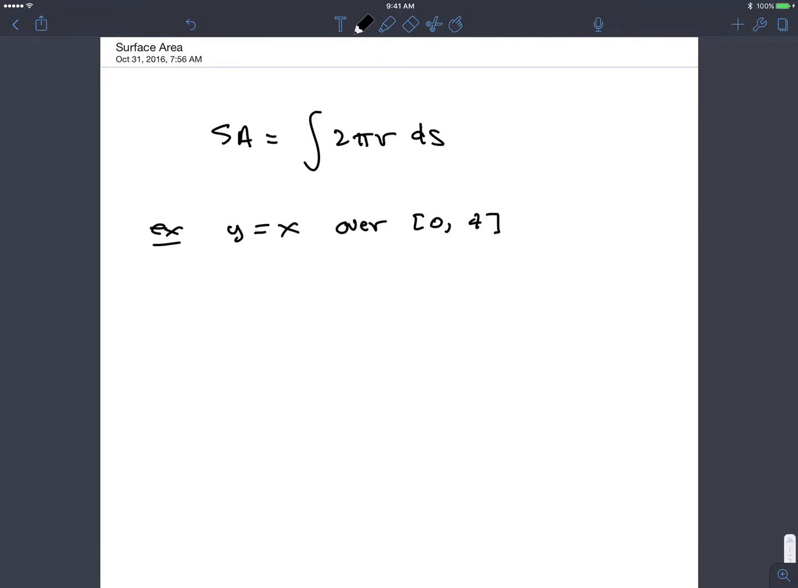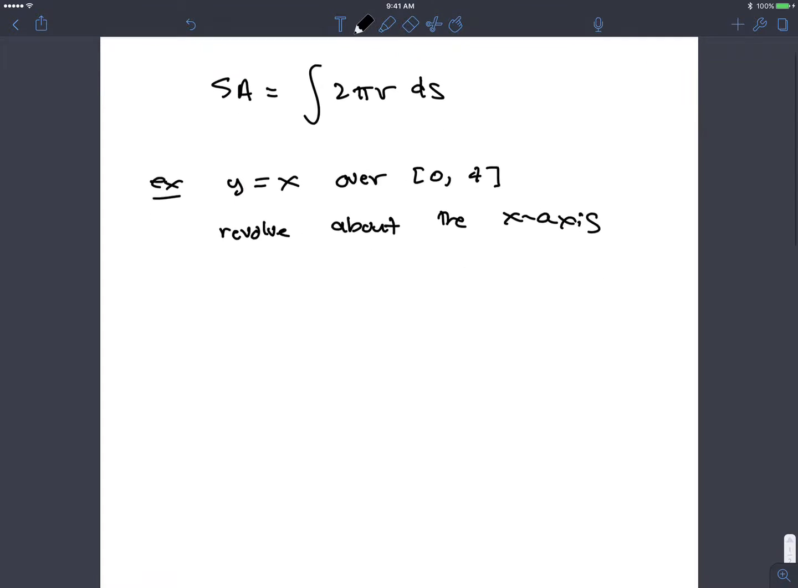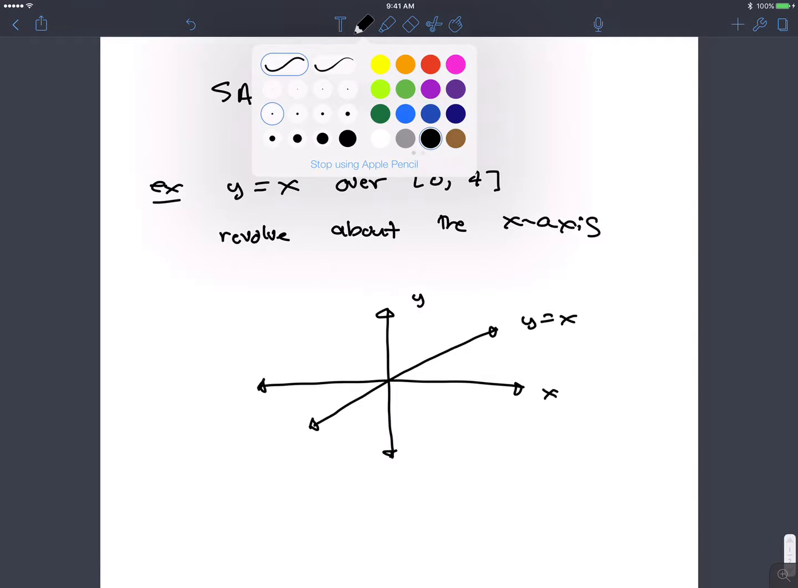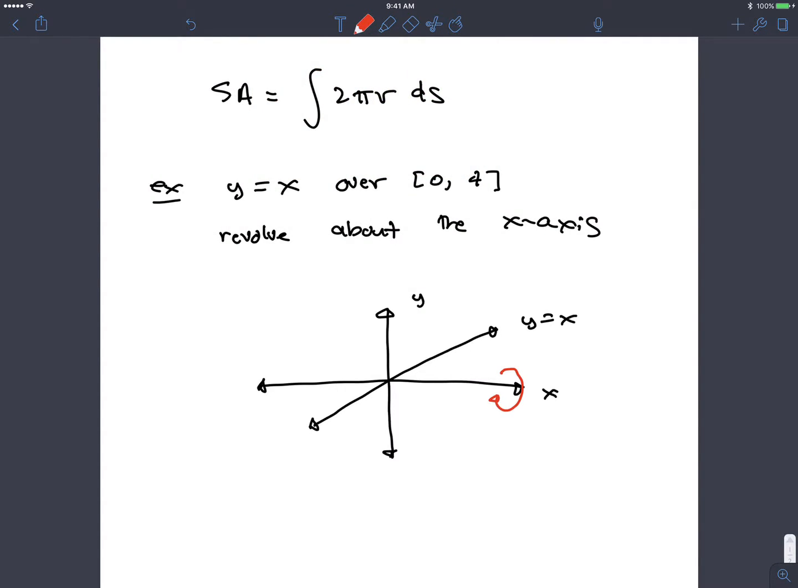And they want us to rotate or revolve about the x-axis. Okay, so if we consider, again, let's just go back to what we talked about. Here's my x-axis. Here's my y-axis. This is the curve, y is x. We're going to revolve this about the x-axis, so we're going to rotate it this way.